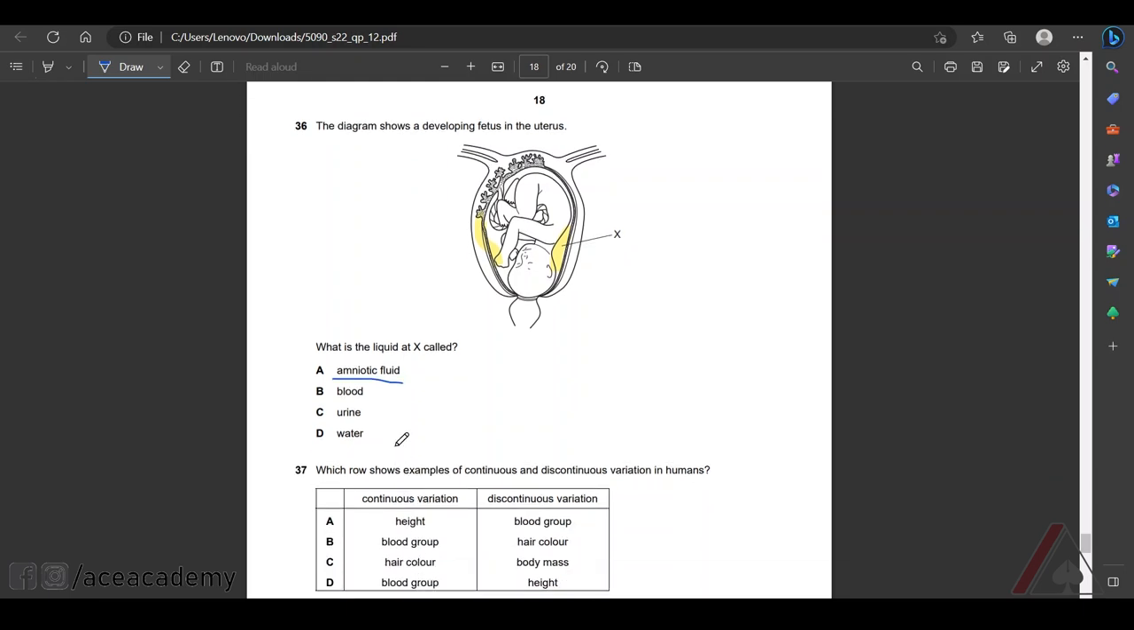Option B says that it is blood. Now, it can't be blood. Amniotic fluid really doesn't contain any blood. Option C and D say urine and water. Now, urine and water are actually part of amniotic fluid, but they also contain other substances like hormones and antibodies, which collectively form the amniotic fluid. So overall, A is our most accurate answer.